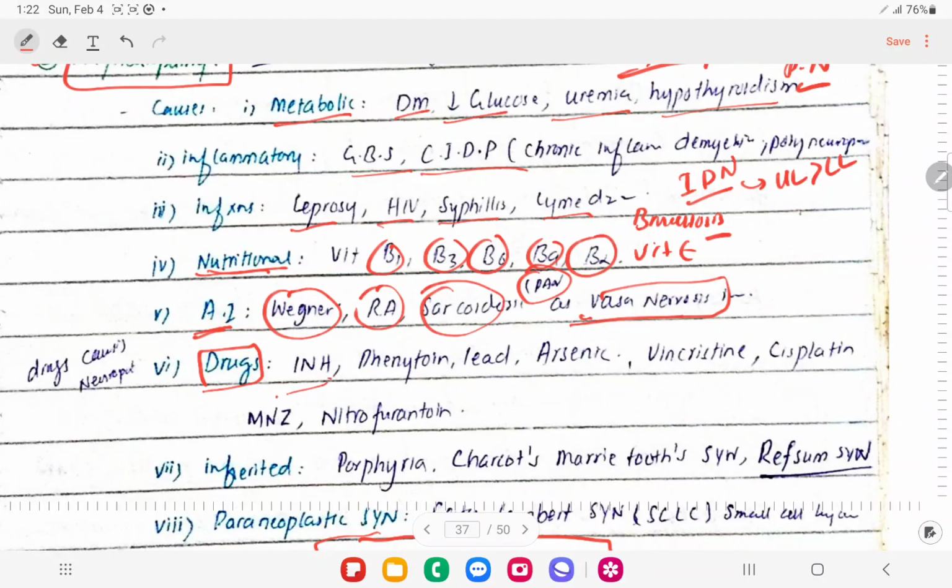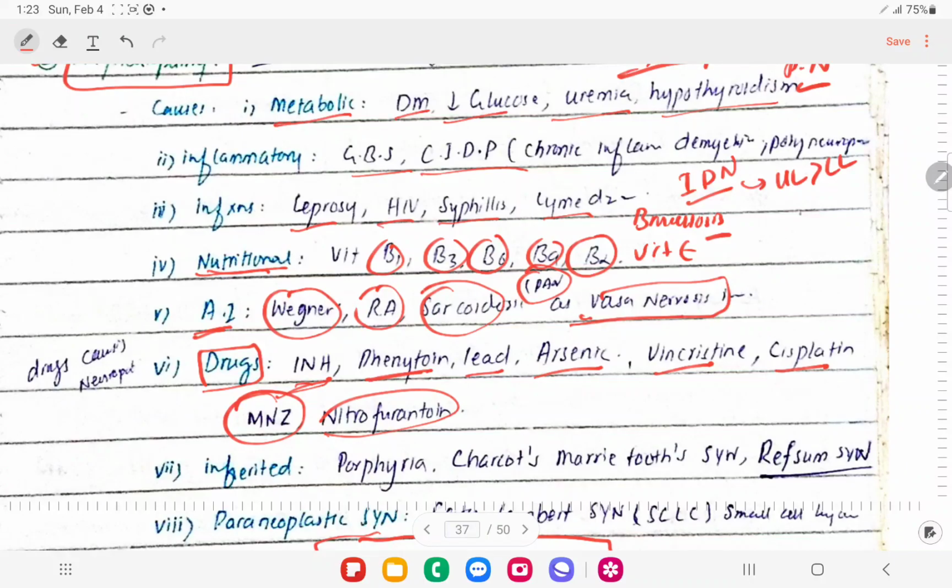We know that we add vitamin B6 in these patients, right? Isoniazid, that is an ATT, part of anti-tubercular therapy, is going to cause polyneuropathy, right? Another one is phenytoin, then we have lead, then arsenic, vincristine, cisplatin, metronidazole, and nitrofurantoin, right?